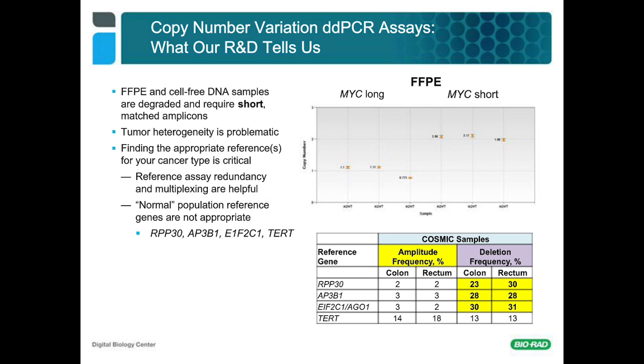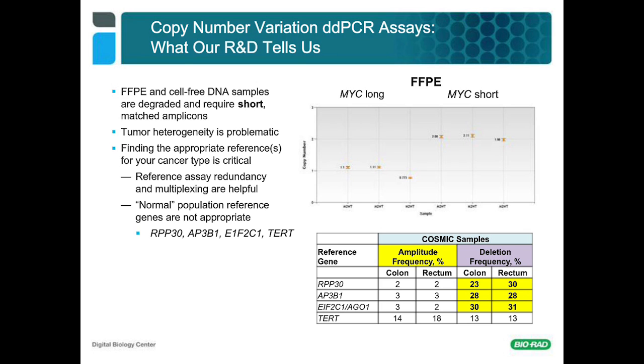Studying copy number variation in cancer is not a trivial exercise. For ddPCR, we have found it requires short, matched amplicons for your target and reference. When using damaged DNA types like FFPE or cell-free DNA, the smaller the assay footprint, the more fragmented DNA you can detect. Shown here are two assays against MYC, one for cell line DNA and the other designed for fragmented samples. When the reference gene and the target are not matched, you can get significant alterations in your CNV number. In this case, a copy number 1 versus a copy number 2 difference.